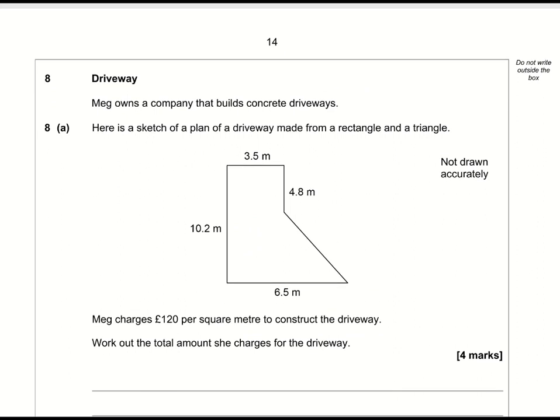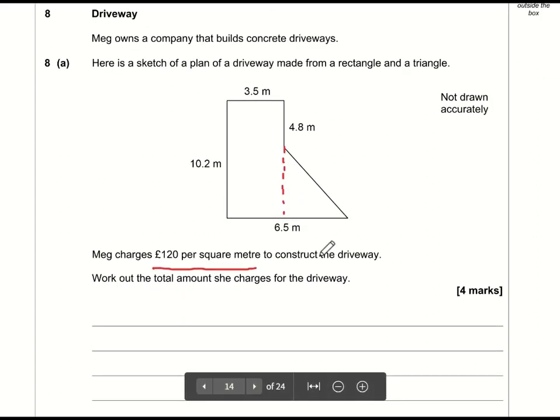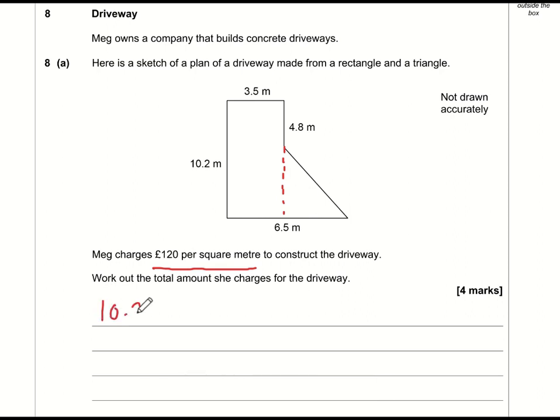So for this question, we know that it's £120 per square metre. So what we need to do is work out the area of this shape here. Now it's a compound shape, so let's turn it into a rectangle and a triangle. So the area of the rectangle, well, that's nice and easy. That's 10.2 multiplied by 3.5, and that is 35.7 square metres.